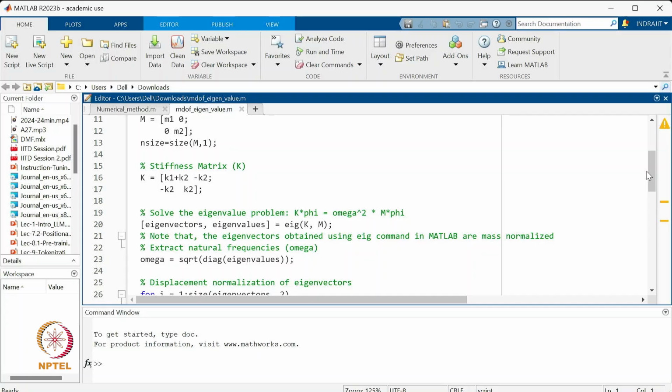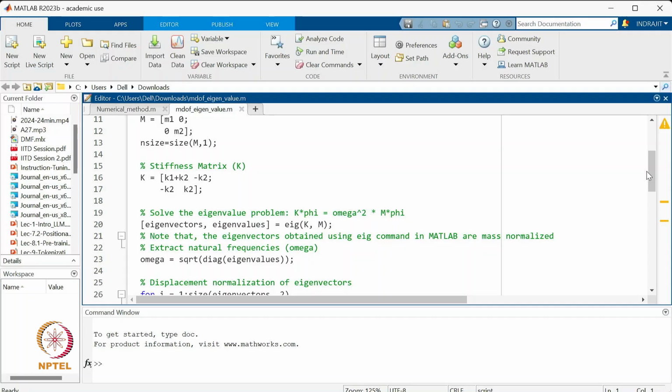Two degrees of freedom, where one degree of freedom is actually fixed and another degree of freedom is just fixed. Okay, so simple thing. If you see line number 20, we are solving the eigenvalue problem. So we just write eigenvectors comma eigenvalues equal to eig of k comma m. Okay, make sense? This is the way to use the eig command.